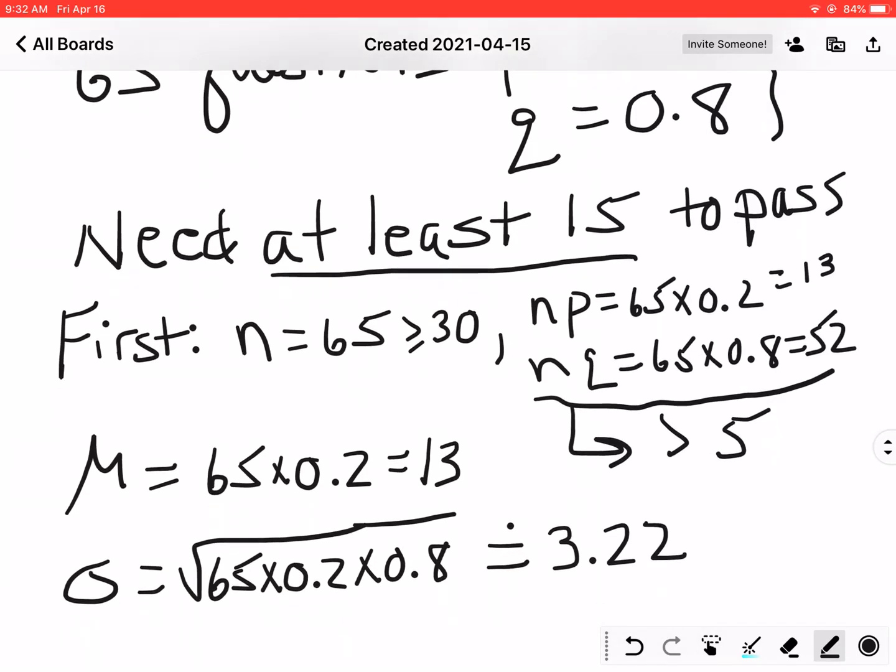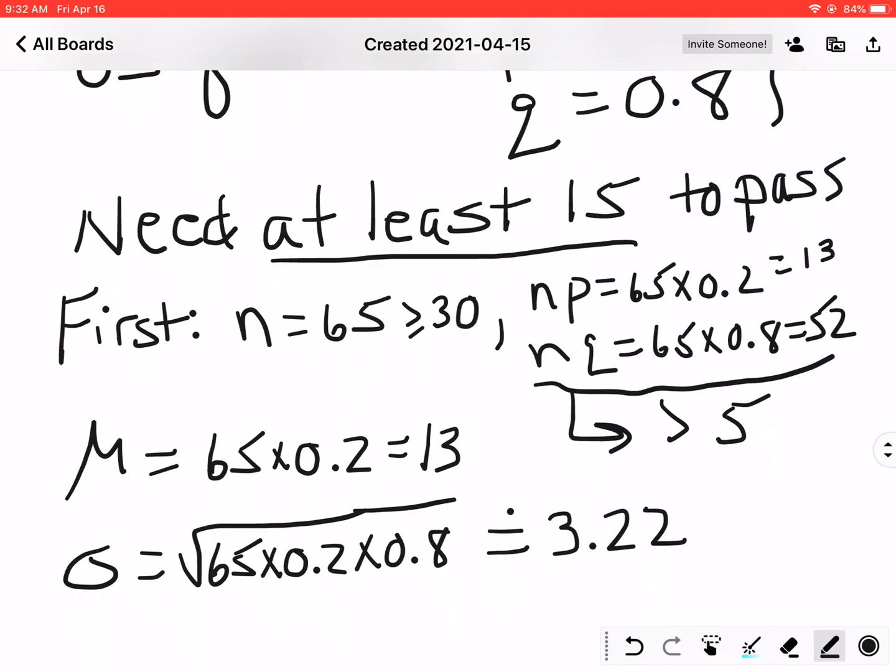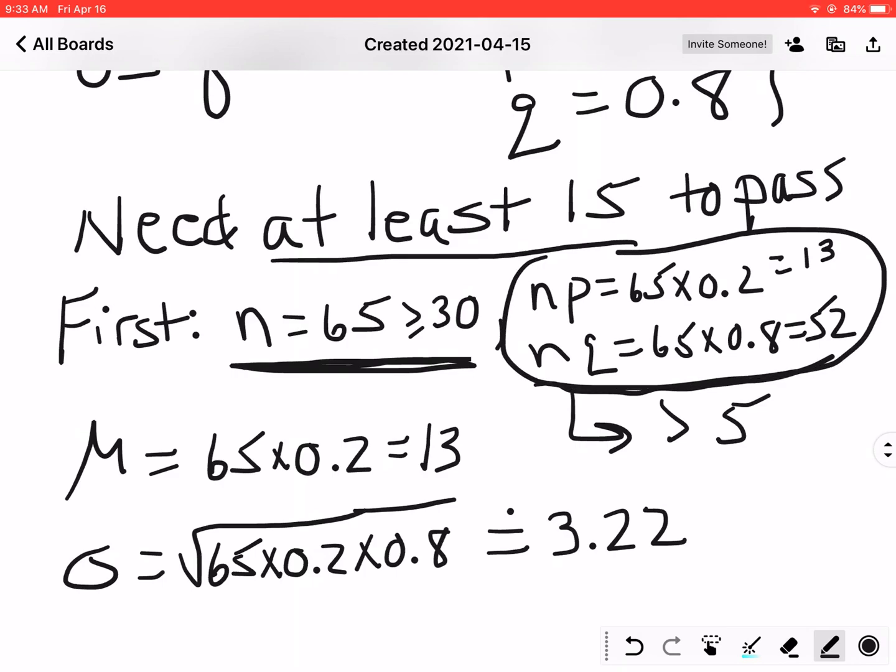First, we should really check the conditions. We're only supposed to use this normal approximation to the binomial if the number of trials is bigger than or equal to 30, which this is. Also, n times p and n times q are both supposed to be greater than 5, and here they are over here, and they are both clearly greater than 5. So the bottom line is it's okay to use the normal approximation.